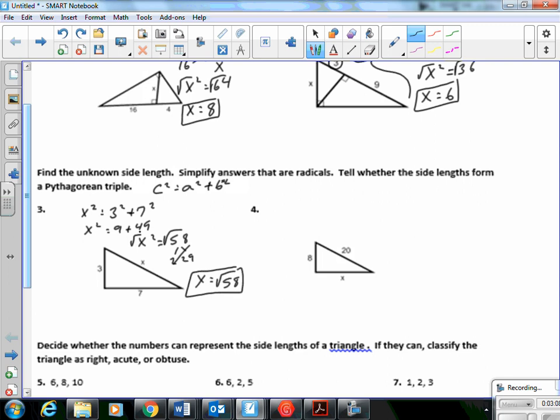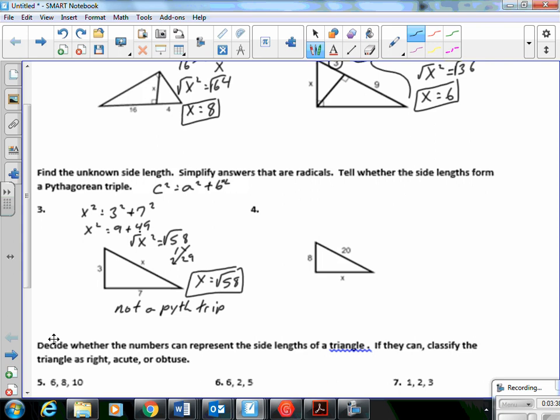And then to answer the question, is it a Pythagorean triple? So you got 3 and 7, and then the square root of 58. In order for it to be a Pythagorean triple, they all have to be whole numbers without a radical, a fraction, or a decimal in it. Since this one has a radical in it, then that means that it is not a Pythagorean triple. Or not a pith trip for short.